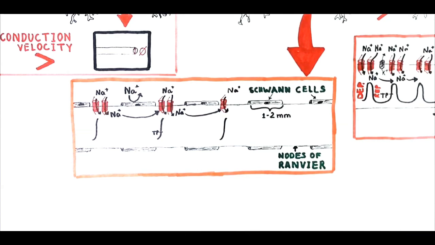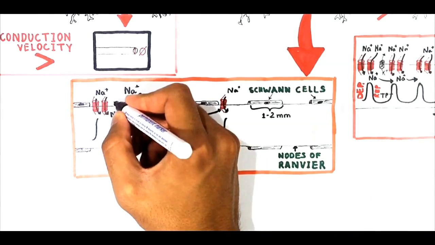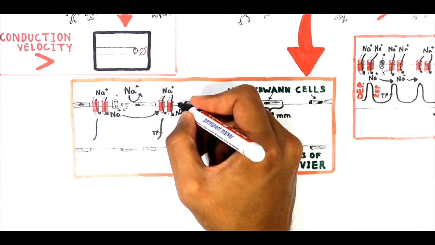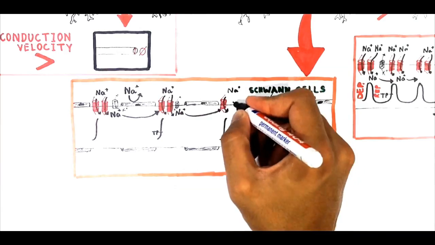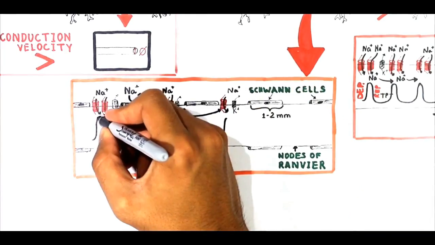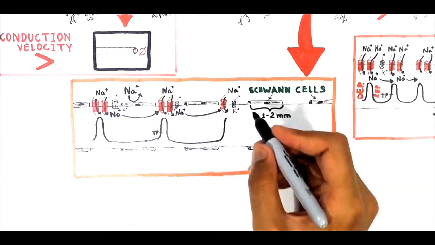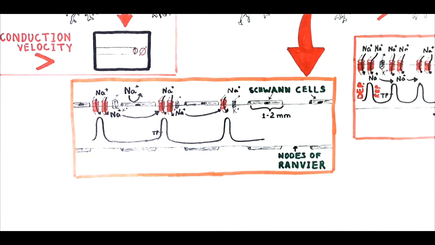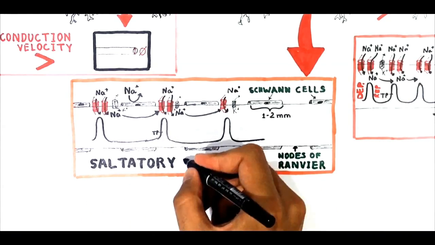Of course, don't forget that as sodium rushes into the cell, depolarizing this part of the membrane, voltage-gated potassium channels open and potassium leaves the cell, causing repolarization of the membrane. Thus, the action potential appears to bounce from node to node with minimal decrement and greater speed. This type of conduction from node to node is called saltatory conduction.